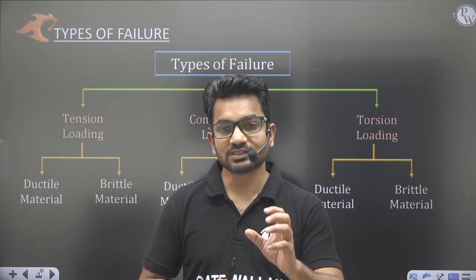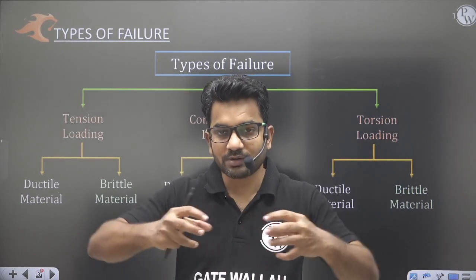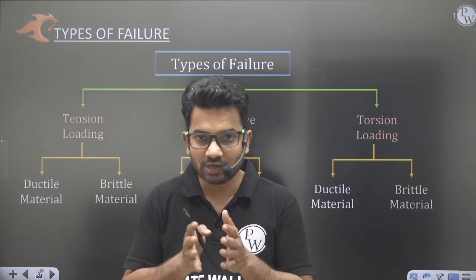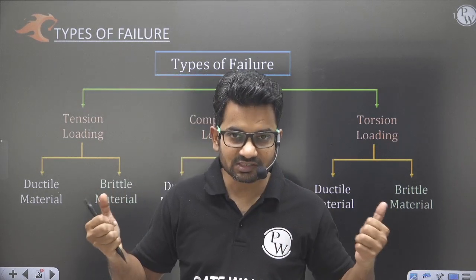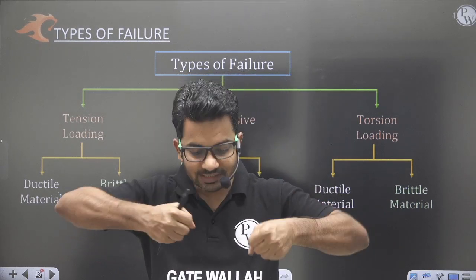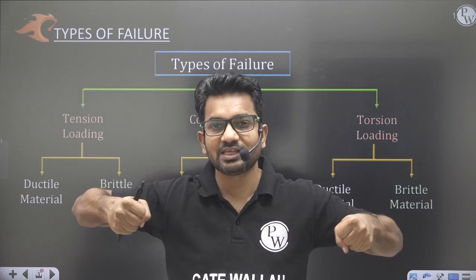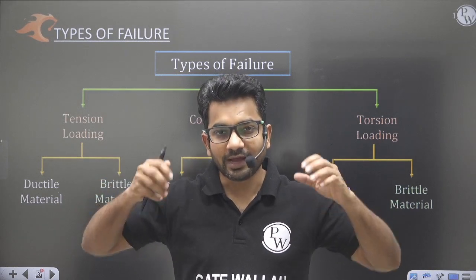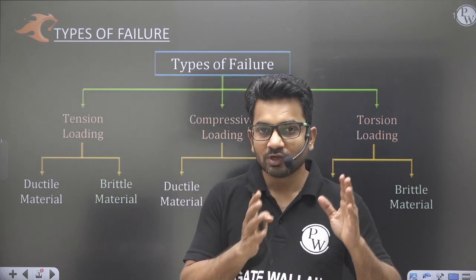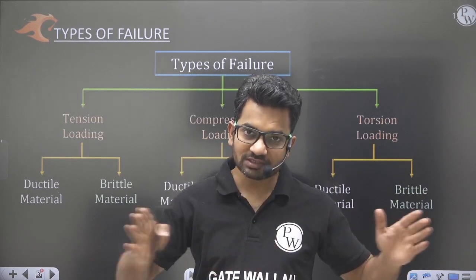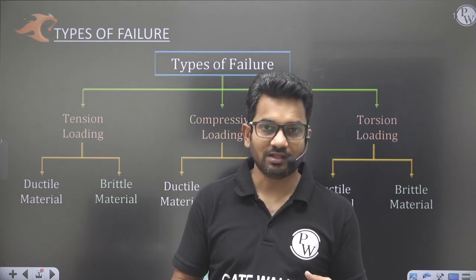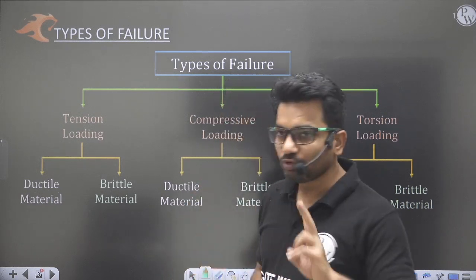For example, there is rock. If you put a tension test on a rock, it will not undergo any changes in its dimension before failure. Whereas if you pull mild steel, it will keep on stretching and undergo large plastic strain before failure, right? So ductile material undergo large strain before failure, brittle material suddenly fail. These are the two types of materials.